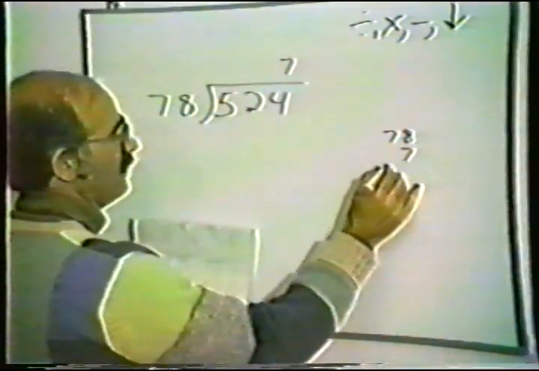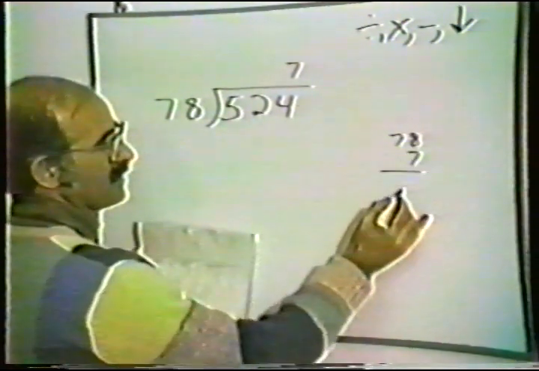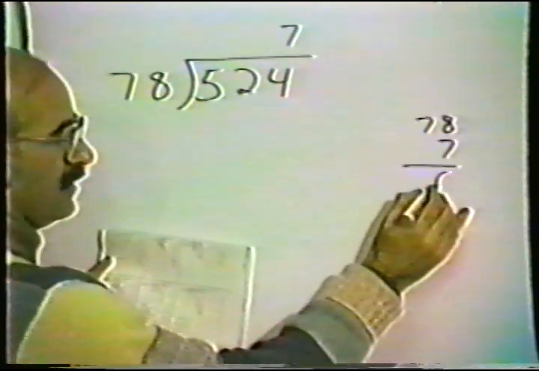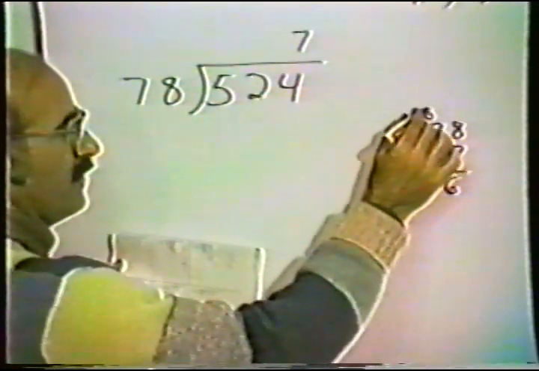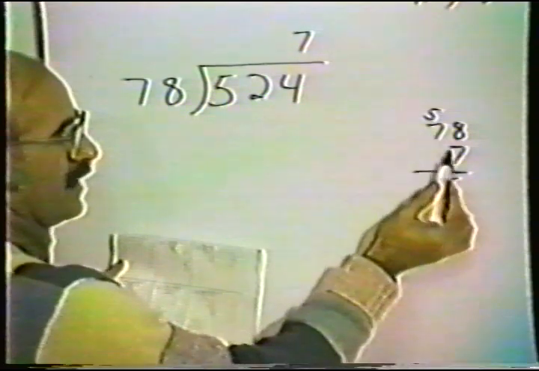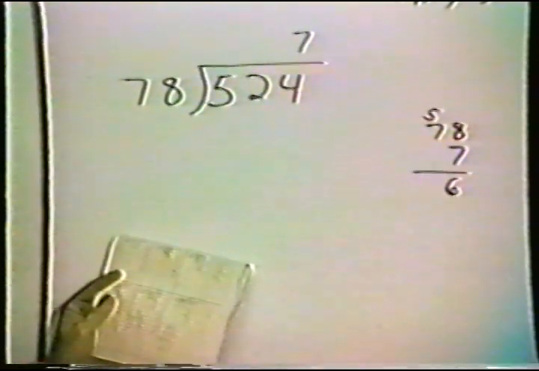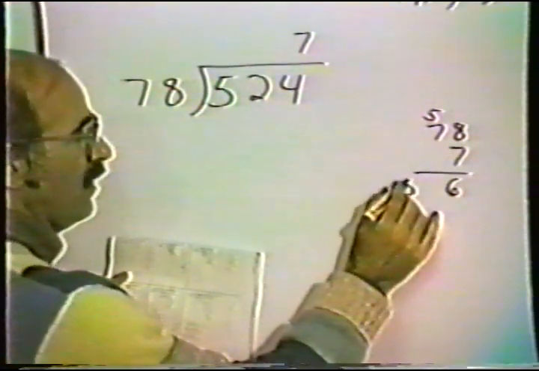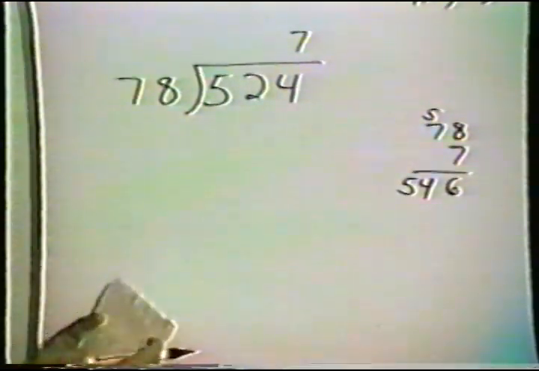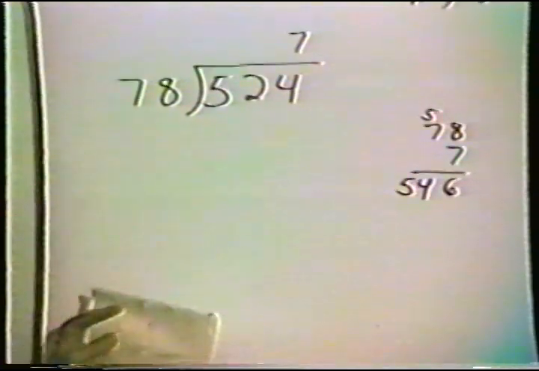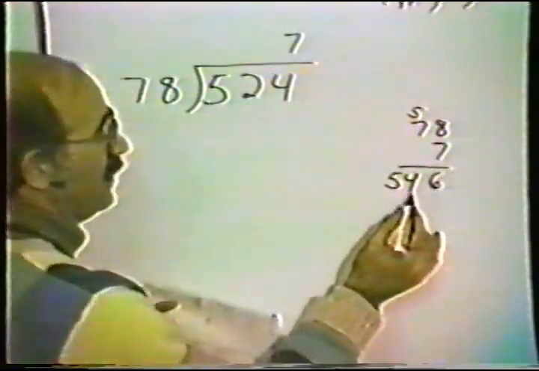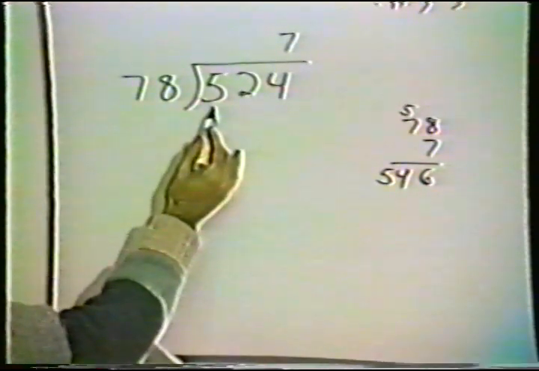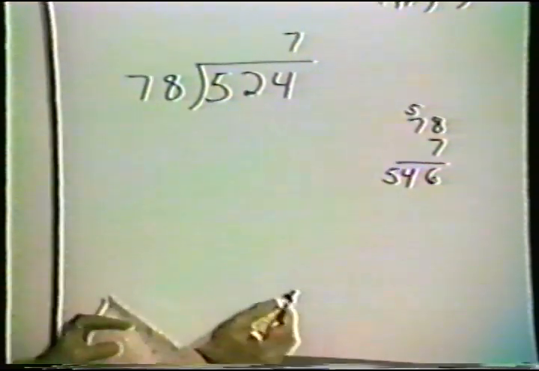78 times 7. 8 times 7 is 56. Put down the 6, carry the 5. 7 times 7 is 49, plus 5, 54. 546. Good or bad? Too big. It has to be the same size or smaller than the 524.